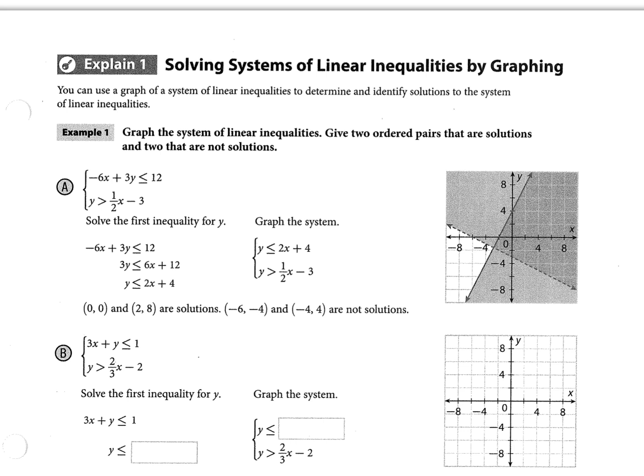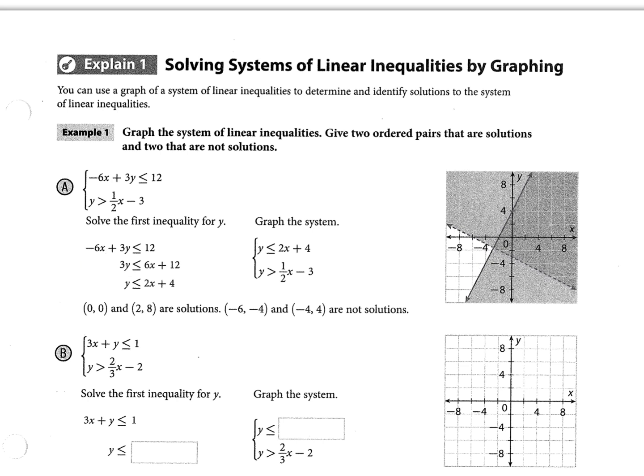So they have these 2 inequalities in the system over here in A, and it says solve the first inequality for y. So you can see they moved that 6x over, changing it to a positive. Then they divided by 3 on both sides, and they got y is less than or equal to 2x plus 4, which is this solid line here, going through 4 on the y-axis. Then they graphed the second one. That one started at negative 3, and it's dashed. So that is that second one there.